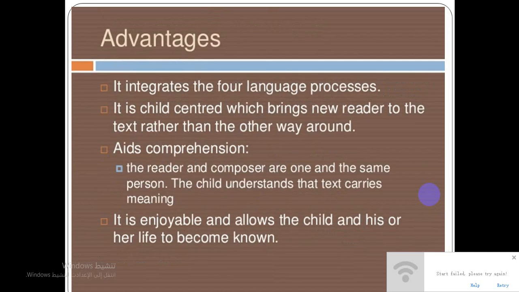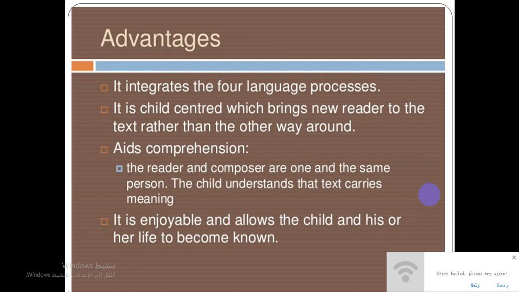Advantages of the language experience approach. It integrates the four language processes. It is child-centered, which brings a new reader to the text rather than the other way around. It aids comprehension, because the reader and composer are one and the same person.